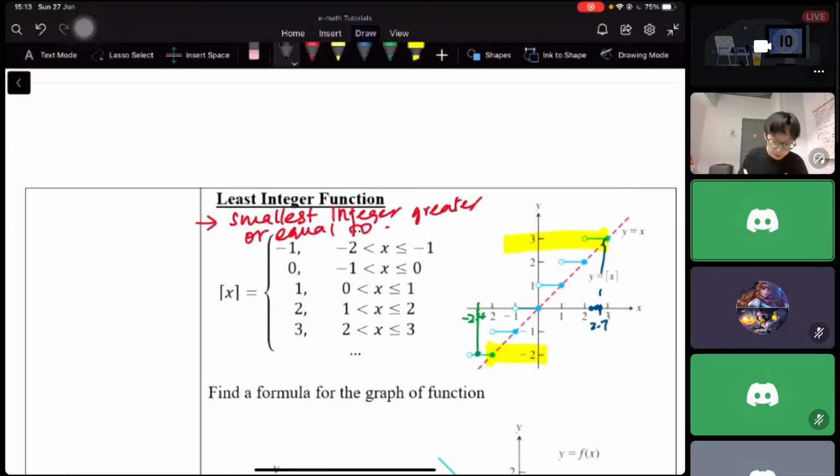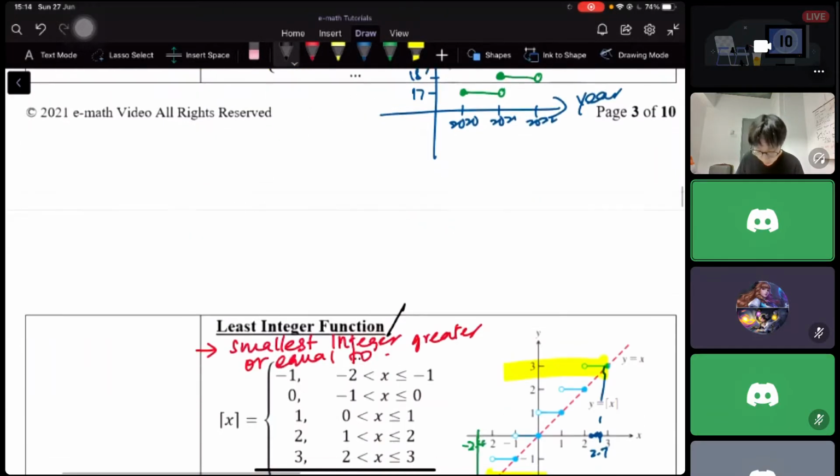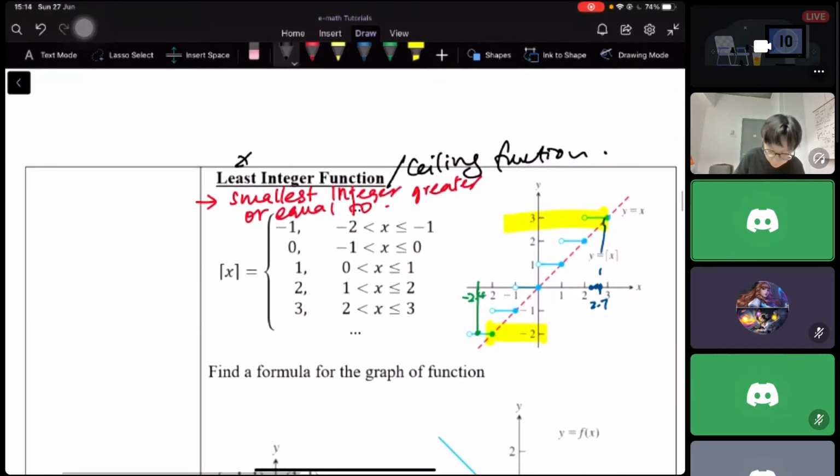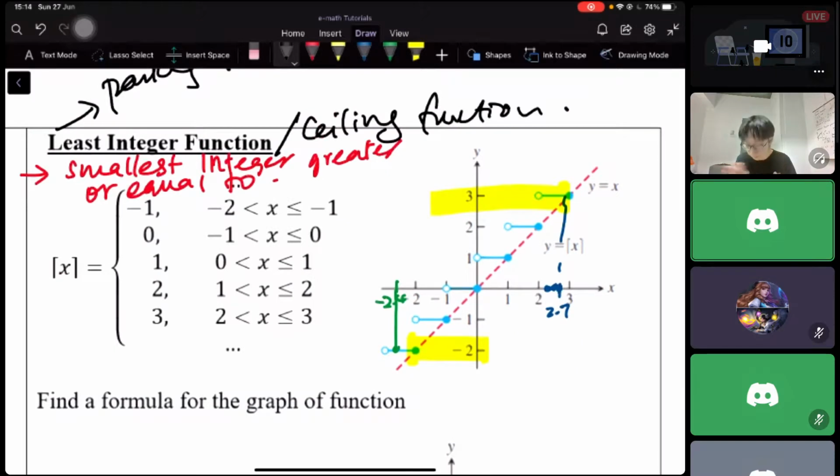So one way of remembering the least integer function: just now it was what? Just now it was floor. So this time it is ceiling, the ceiling function. Ceiling integer function. It's like your parking ticket. The moment you get into the shopping mall parking lot, you have to pay. The 0.1 second you get into the parking lot, you need to pay 1 ringgit already.